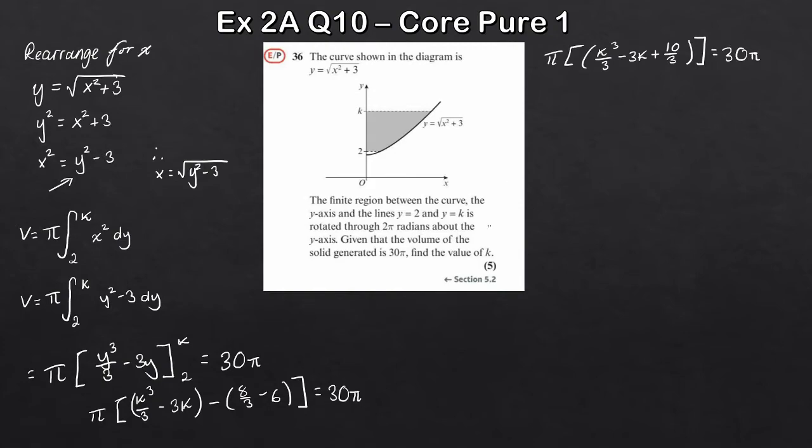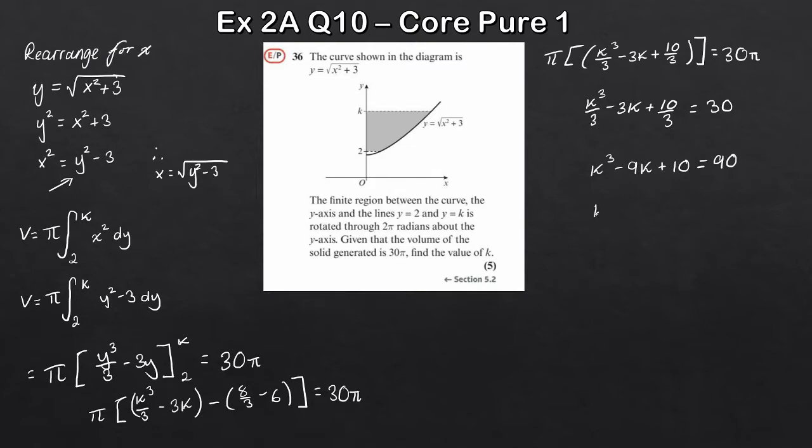Now we want to know what k is, that's all we're trying to find here, the value of k. Well, what I can do here now is I can divide both sides by pi. So if I eliminate those pi's, I'm just going to get k cubed over 3 minus 3k plus 10 over 3 is equal to 30. Okay, so dividing both sides by pi. Here now, I can multiply through by 3, so that's going to give me k cubed minus 9k plus 10 is equal to 90. And now I can take 90 across here and get this in terms of 0, and then we can solve it.